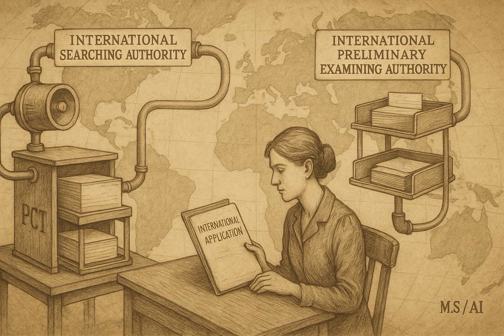It gives you a non-binding opinion on patentability before you go into the national stage in different countries. Right. And MPEP Section 1872 zooms in on one particular setup. Yeah, the situation where the authority doing the preliminary examination, the IPEA, is the same office that did the initial search, the ISA. And that happens a lot, doesn't it? Especially with the USPTO. Applicants often pick the USPTO for both the search and the preliminary exam. Very common, particularly for U.S.-based applicants, yeah.